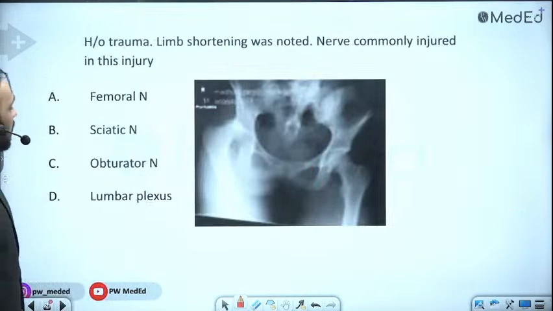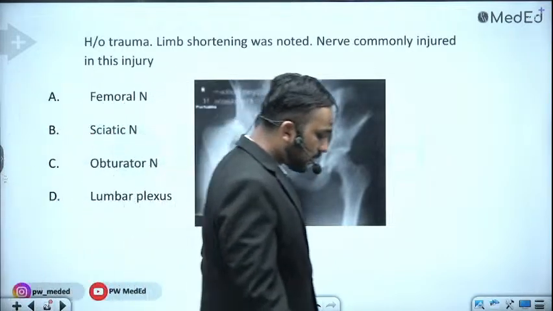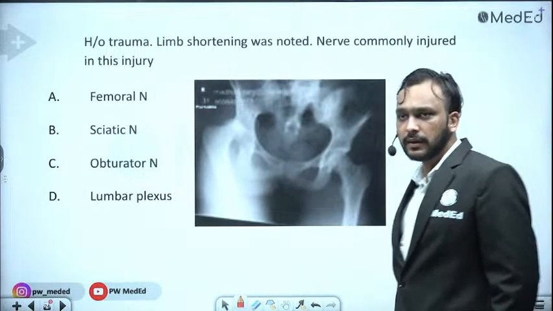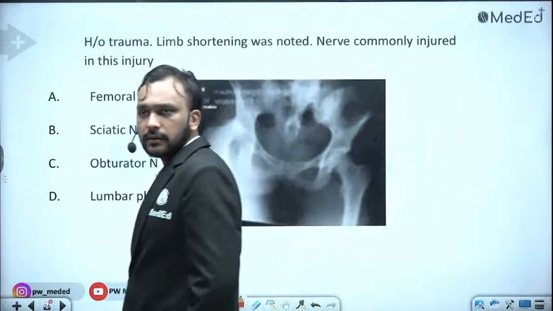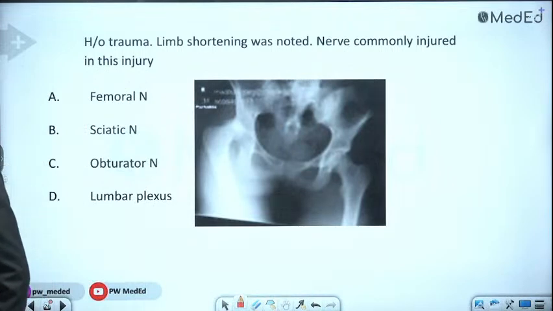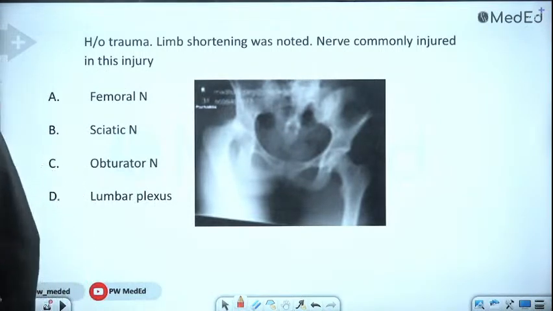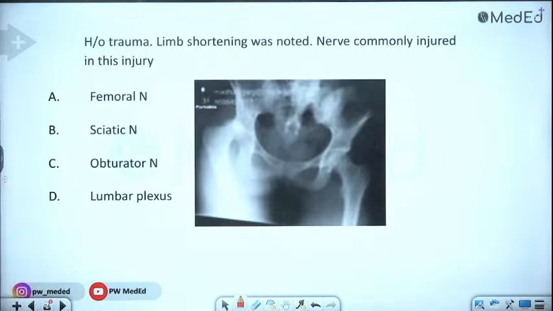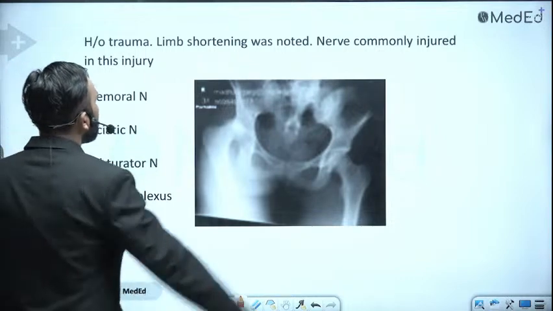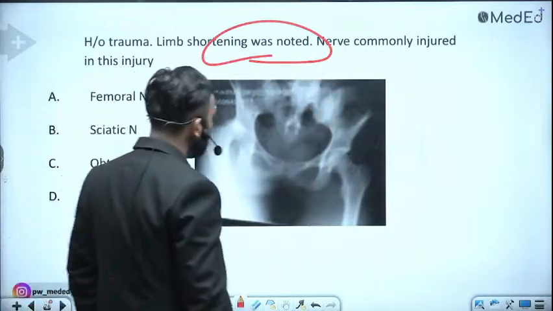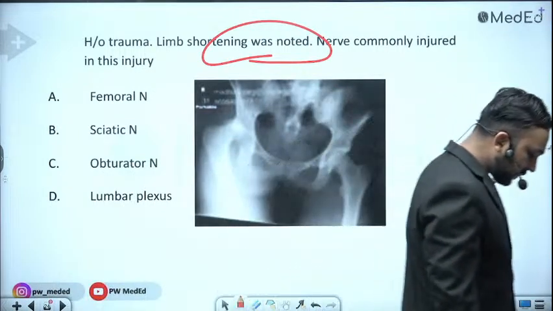So now let us talk about few questions from the section of trauma. Hello Rubik world class, right? So history of trauma. Limb shortening was noted, nerve commonly injured in this injury, right?